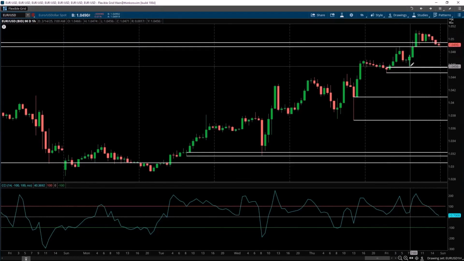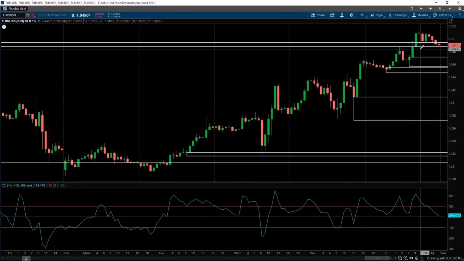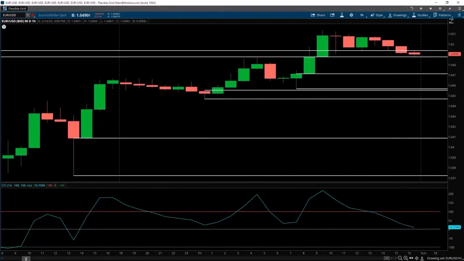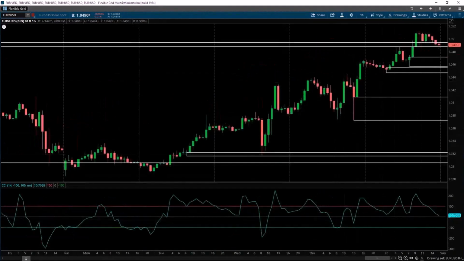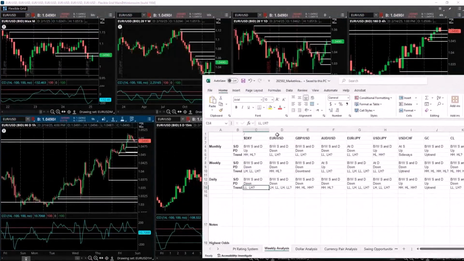We've also got another level. Let's mark this just slightly higher. It's so far holding this area just about. Okay, so let's take this through from the monthly chart down on the euro.